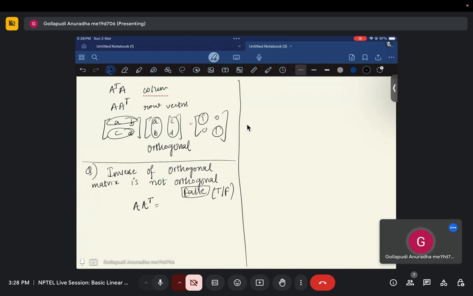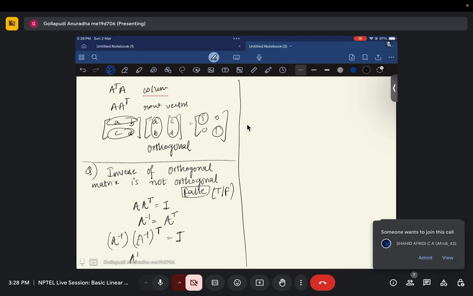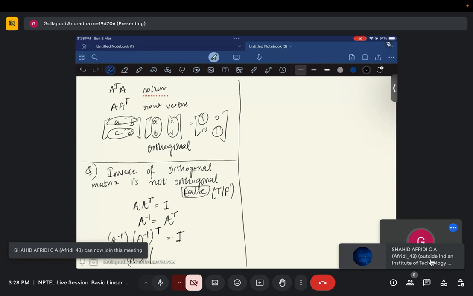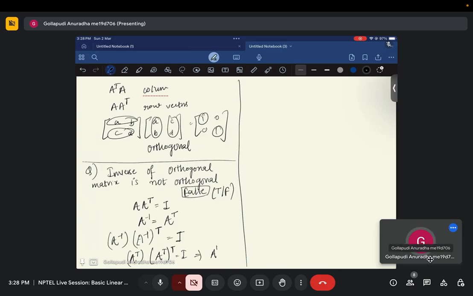A into A transpose equals identity. So A transpose is the inverse of A. So I want to check whether this will be I or not. As I said, A inverse is A transpose, so I can write it like this. And the transpose of A transpose is A, so A transpose A is equal to I. So that satisfies, right? So this is going to be orthogonal. So even the inverse is going to be orthogonal. So this is a false statement.